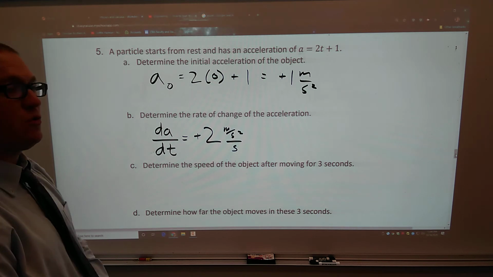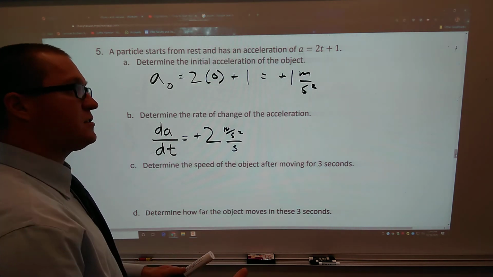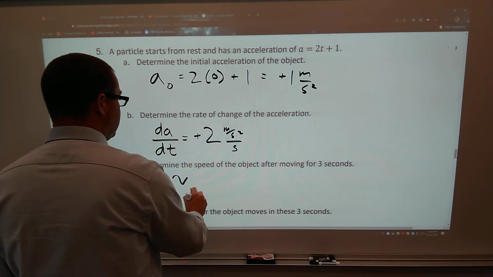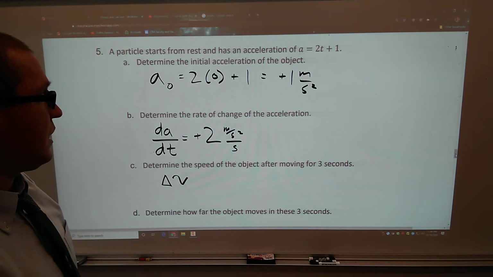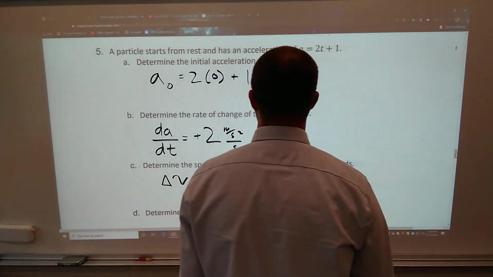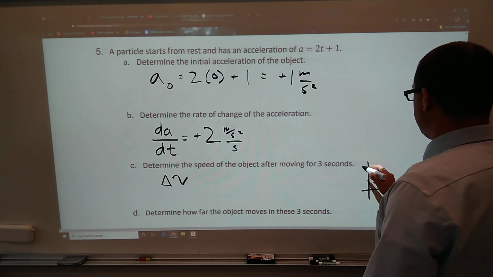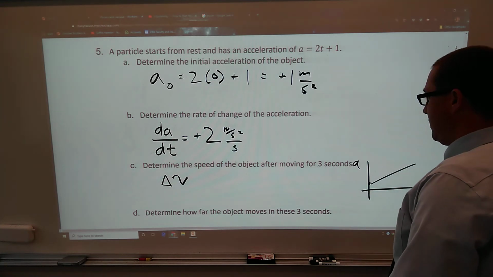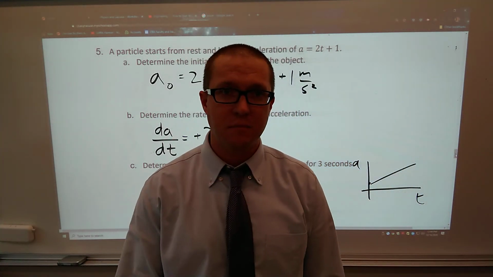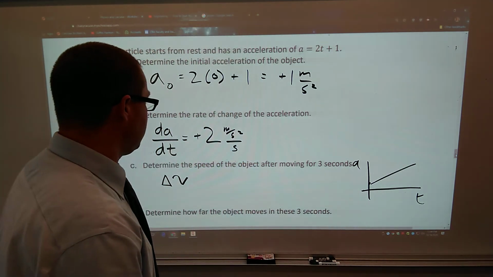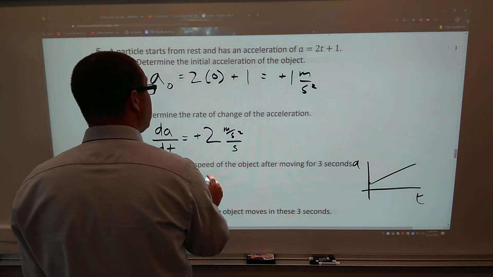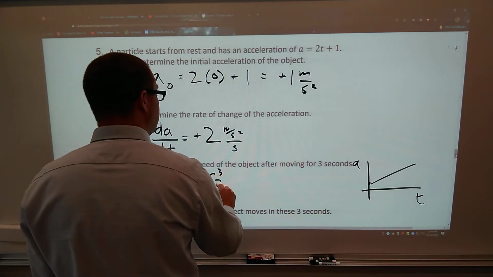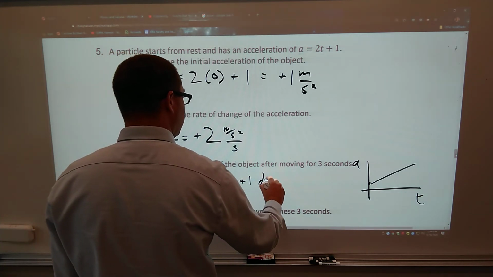Determine the speed of the object after moving for 3 seconds. All right, so that's the trick. We haven't done this yet. The change in velocity is the area under an acceleration versus time graph. All right, so I could draw this graph of acceleration versus time. Plus 1, I guess it's got a positive slope, right? Now, I could find numbers here and do the geometry, but let's use calculus. All right, 3 seconds. So from 0 to 3 of 2t plus 1 with respect to time.